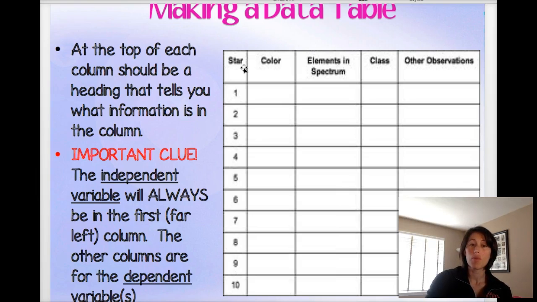I'm going to give you a very important clue. The independent variable will always be in the first far left column. The other columns are going to be for information that you collected through the dependent variable, okay? So here we have our heading, star, and 1, 2, 3, 4, all the way to 10. So we were looking at 10 different stars when we were recording our data. And then this was all of the information collected from looking at those stars.